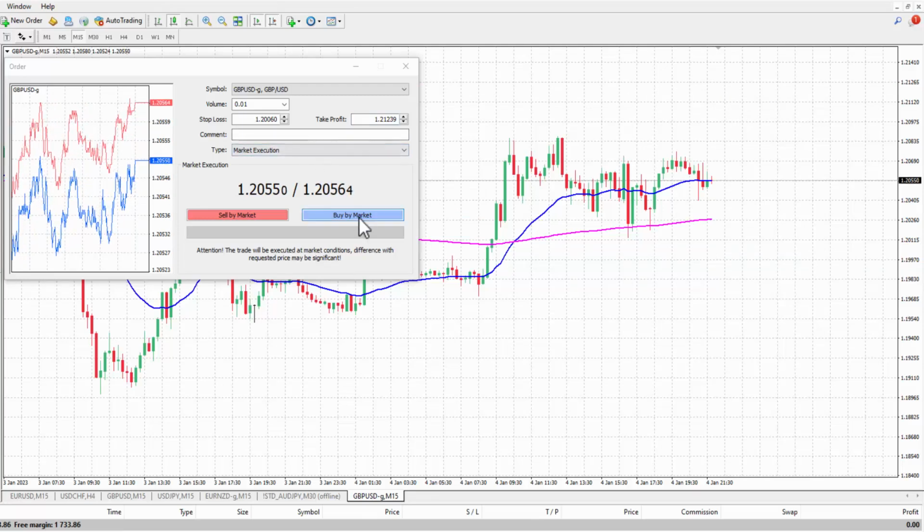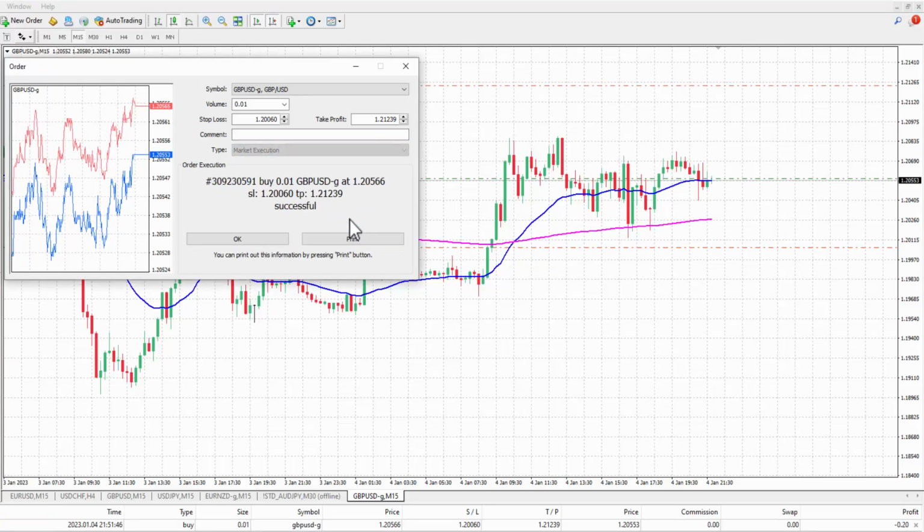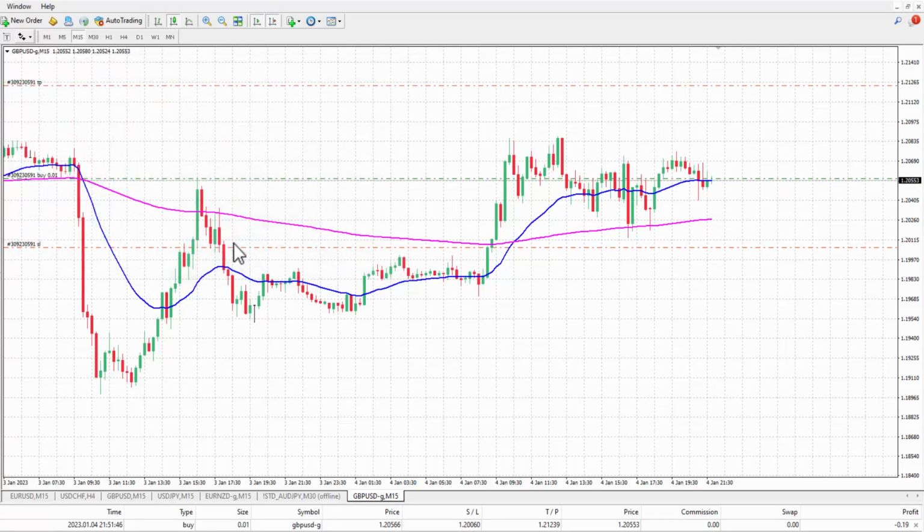Everything is set up, so I am going to buy. Okay, I've entered the trade. This green line here shows the current price that I entered. As you can see here, it's a buy and the size of the order. This order here is my stop loss order.